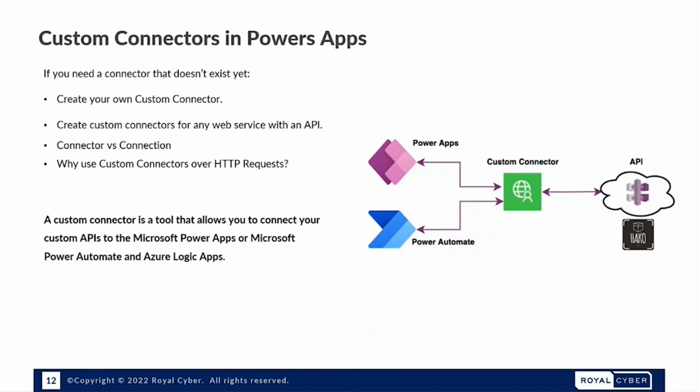Next is why we use custom connectors over HTTP. When we use HTTP, we have to create multiple requests for the HTTP. But when we create a custom connector, we can handle it easily. We create one custom connector and can use it in multiple Microsoft Power Apps. The diagram also shows the custom connector connecting with the APIs through connections, and also using Power Automate and Power Apps.